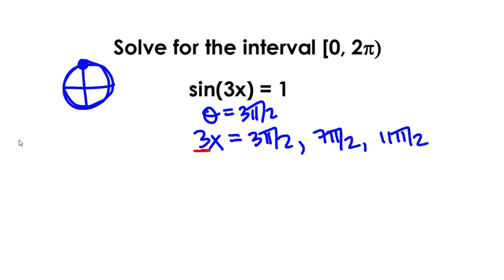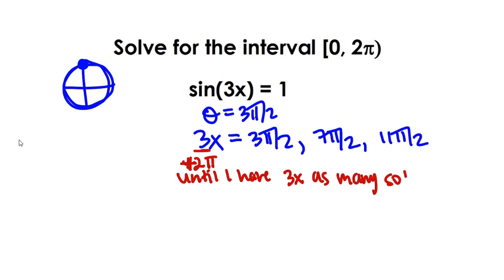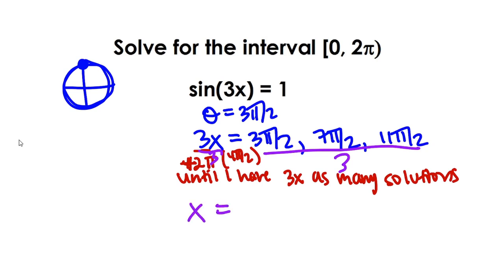So I'm going to add 2 pi until I have 3 times as many solutions. And I added 2 pi or 4 pi over 2. So now I'll divide by the 3. So divide by 3, divide by 3. And what that looks like is x equals 3 pi over 6. So that's pi over 2.